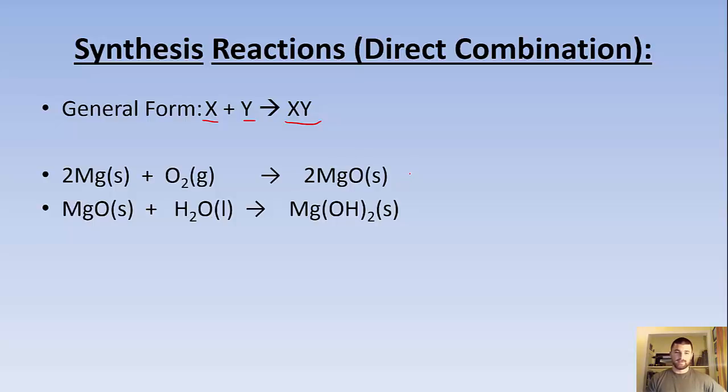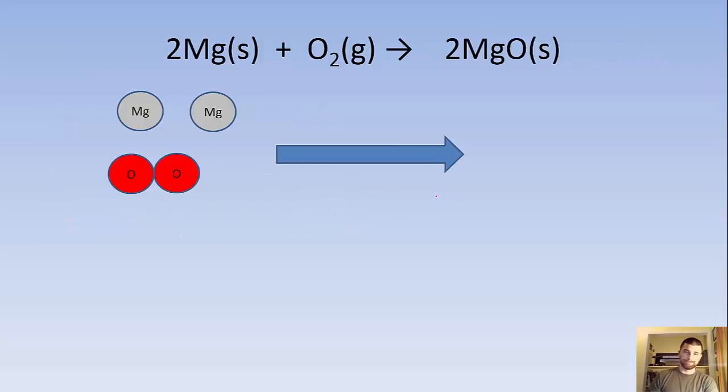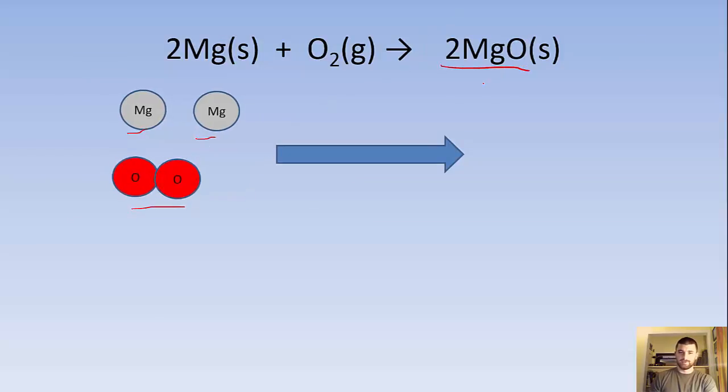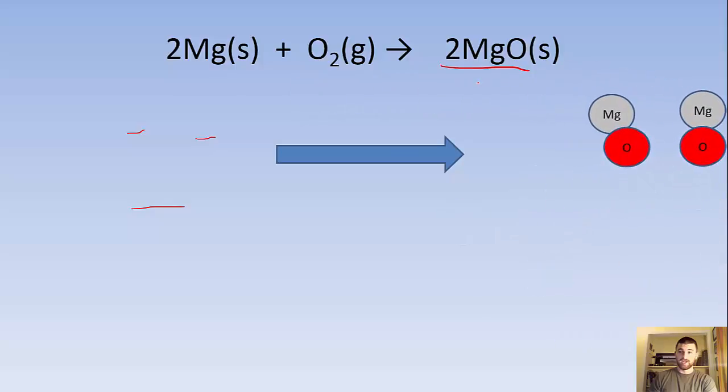This would be a synthesis reaction because you can see you start with two different things and you end up with one. This would also be a synthesis reaction because you're combining things to give you one new thing. So here's a clever animation. We got two Mgs and one O2, and it's going to give us two MgOs, right? Whoa, oh my god, crazy.